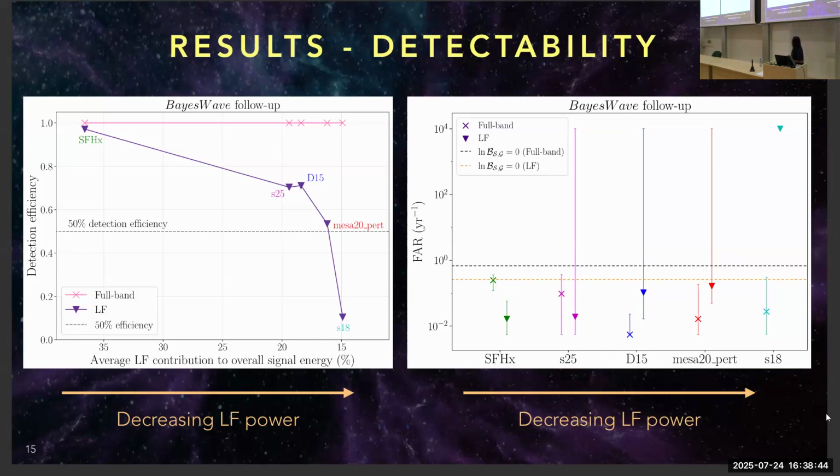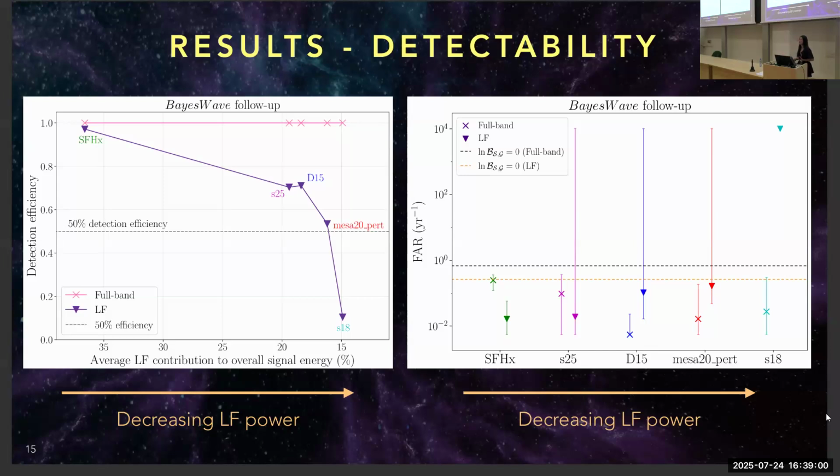So as expected, the pink crosses on the top there are just the full band analysis. BayesWave also detects all of these at 100% efficiency. So whatever CWB finds, BayesWave finds. So great. Now let's look at the purple line, which is the low frequency analysis.